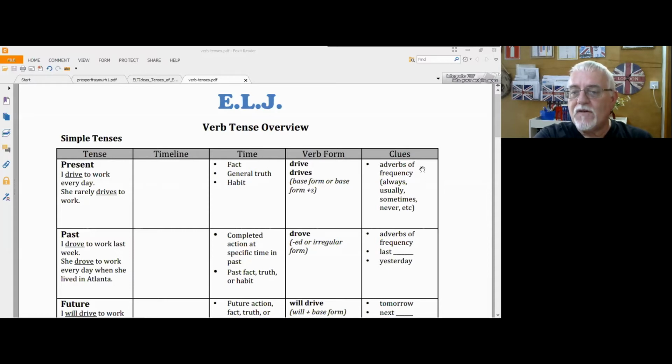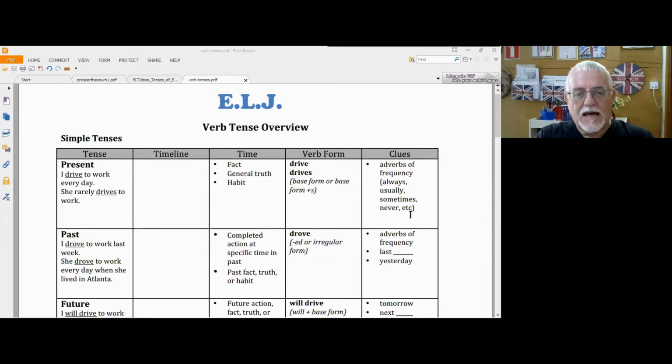We have adverbs of frequency, always. I always drive to work. I usually drive to work. I sometimes drive to work. I never drive to work. This list is not exhaustive. There are many, many adverbs of frequency that you can use in the simple present tense.